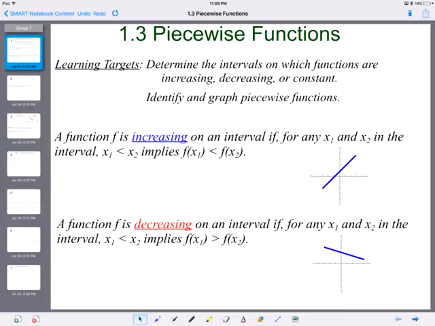Welcome to section 1.3, Piecewise Functions. We're going to determine the intervals at which functions are increasing, decreasing, or constant. We're also going to identify and graph piecewise functions.